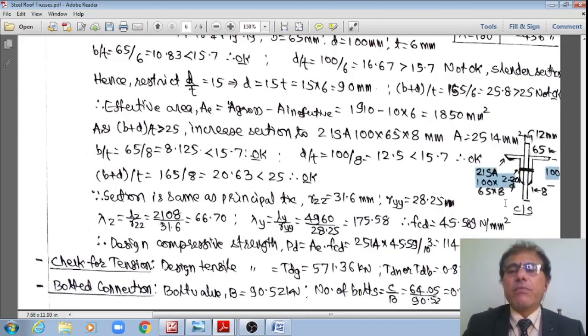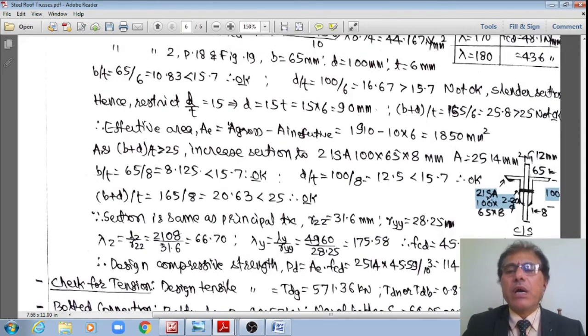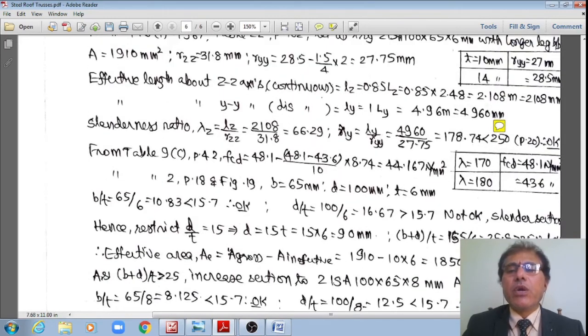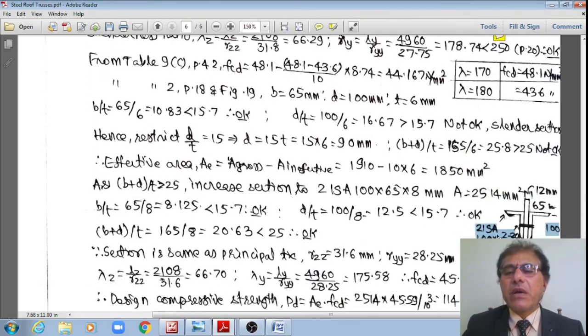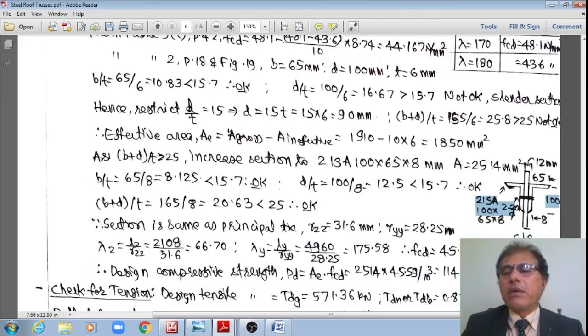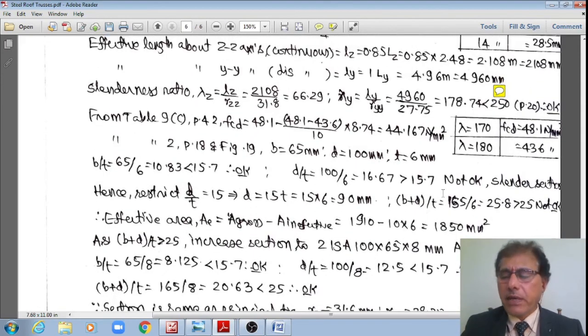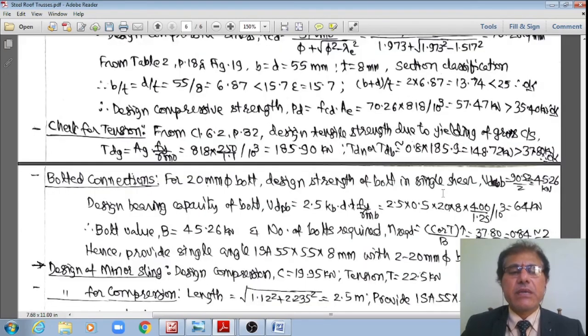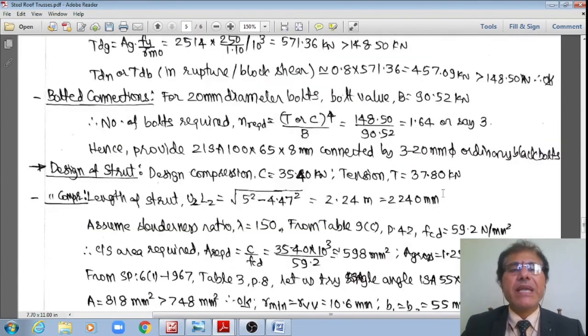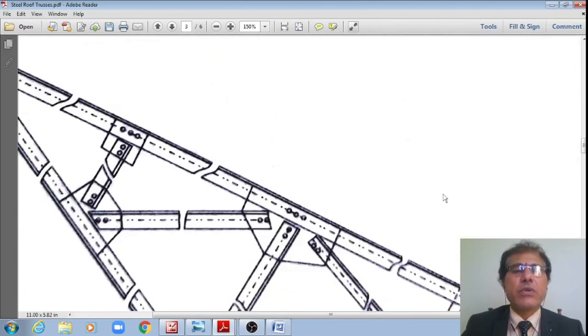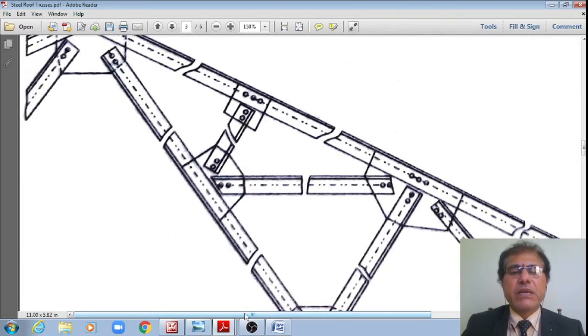Provide two ISA 100 by 65 by 8 with two 20 mm dia bolts, or alternatively you can provide two ISA 100 by 65 by 6. Even that is able to carry a force of 81.7 kilonewton, which is much greater than 64 kilonewton. Either of the two is fine, no problem. Hence, the final section of this main sling is like this. That's the cross section, students. This is my final section.